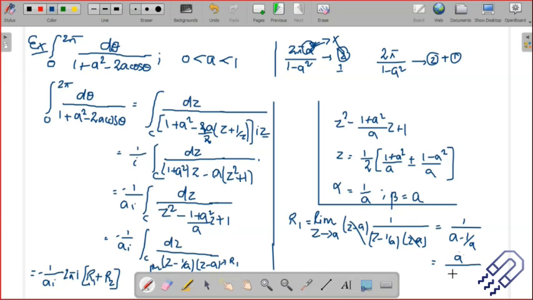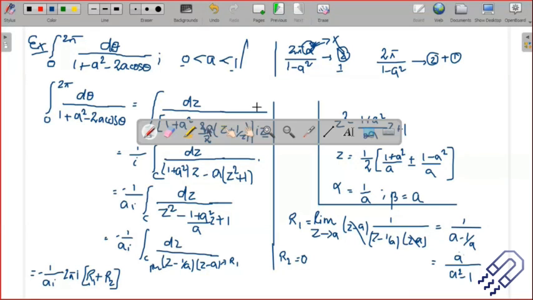R2 is 0, because a will lie between 0 and 1. Let me make some space. I don't want to shift to the next page, otherwise it's confusing. So a is between 0 and 1, it's a condition which is given, and let's say I'll just take this value, a is equal to 0.5.